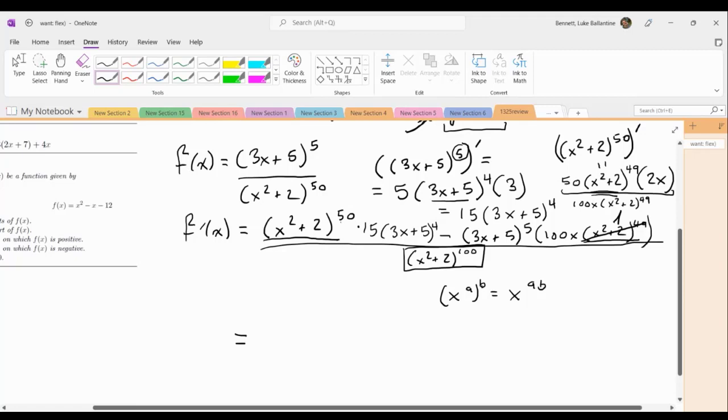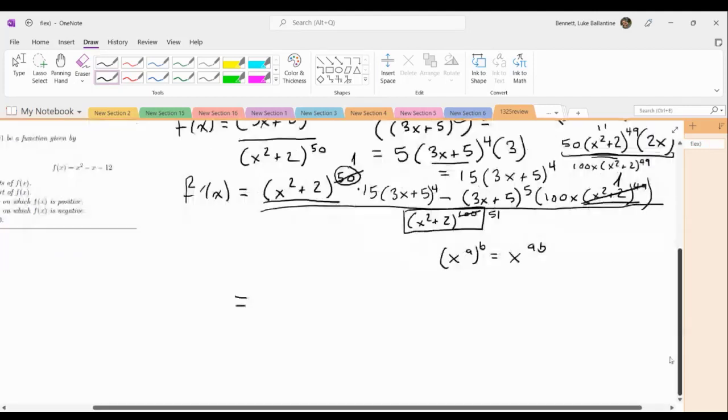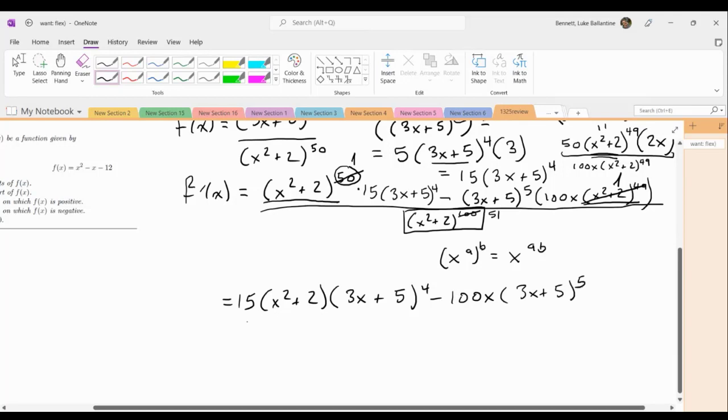We don't have to worry about that anymore. And this one, we only have to subtract 49 from 50 to determine the power remaining. So this is now 50 minus 49 is 1. And then we subtract 49 from 100 because we canceled 49 of them. So that's to the 51. So I'm going to go ahead and just rewrite this. We have x squared plus 2. Well, I'll pull the 15 out front. So we have 15 times x squared plus 2, 3x plus 5 to the fourth. Minus, I'm going to pull the 100x to the front, and then write 3x plus 5 to the fifth. Then we're dividing by x squared plus 2 to the 51.